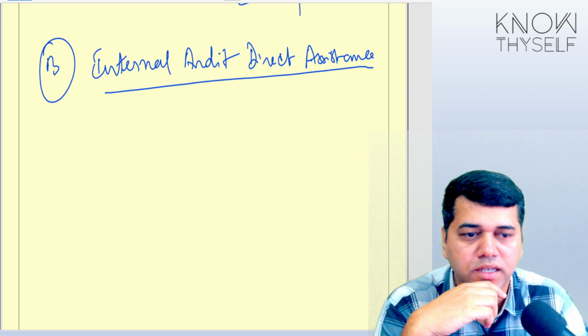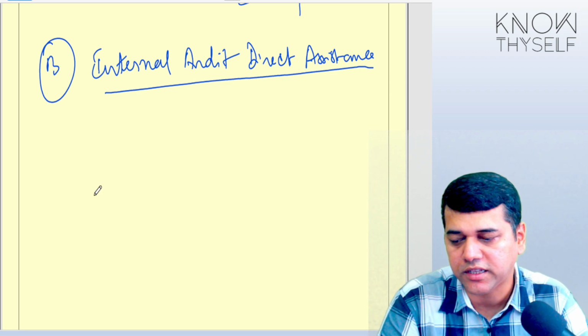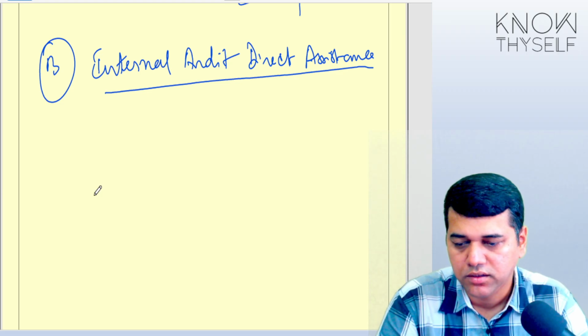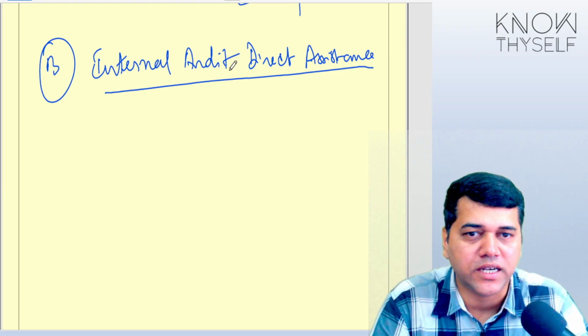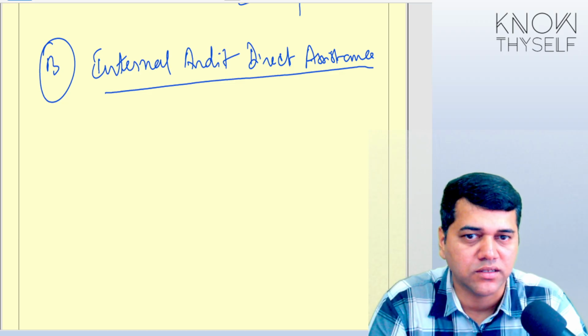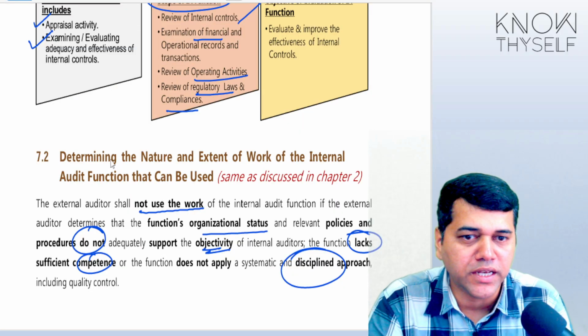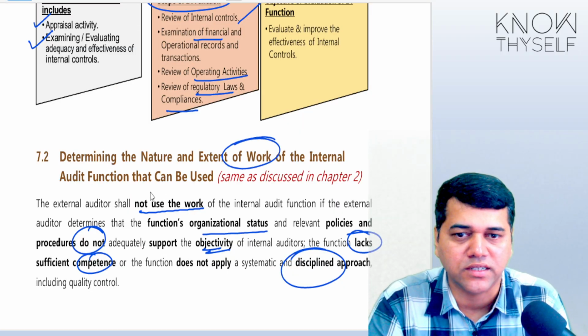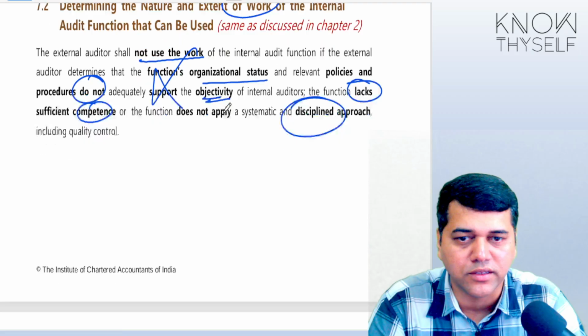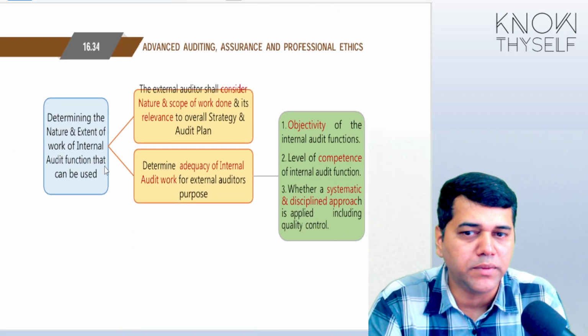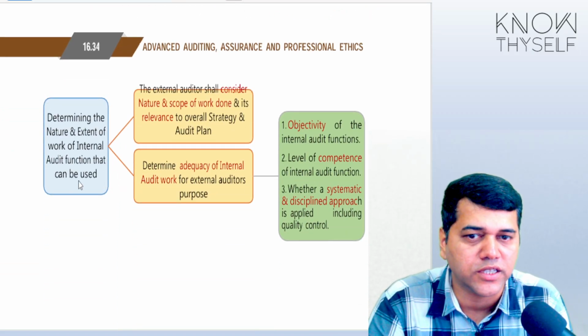Okay, friends. So I think we'll continue in the next class because it's another big story. Let us go back before that, and let's just go to chapter number 16. Let's cross verify. Have we covered everything? So determining the nature and extent of the work of the internal audit function that can be used.